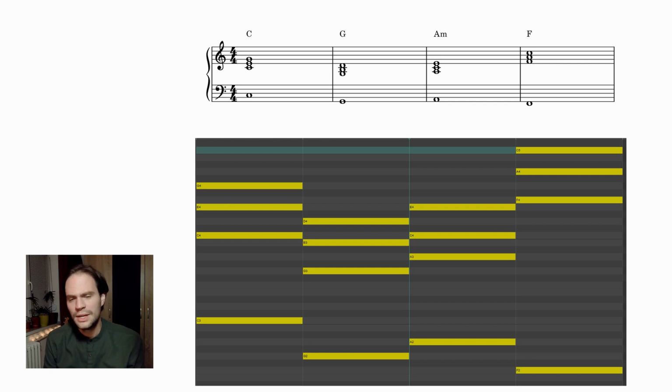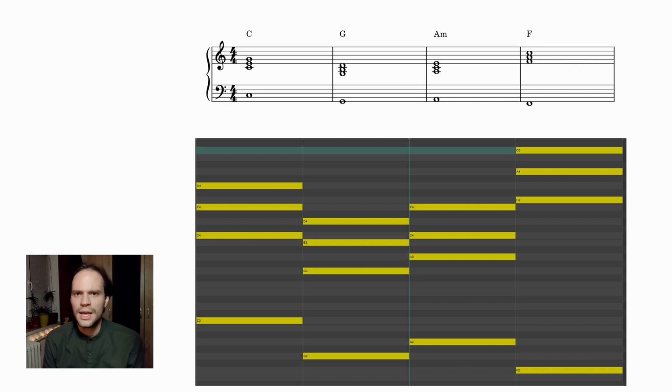But let's see if we can also make an ascending bass line. So again, I'm going to leave the C major for what it is. So the C is again in the bass. But now we're going to use the second inversion of the G major chord. And that brings us the D as a bass note. So now we're moving a step up from C.